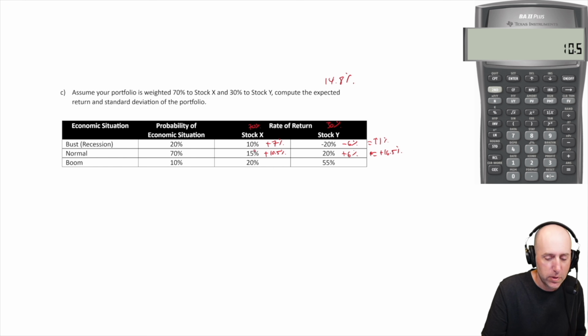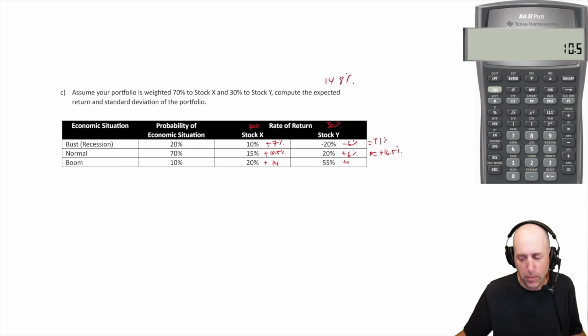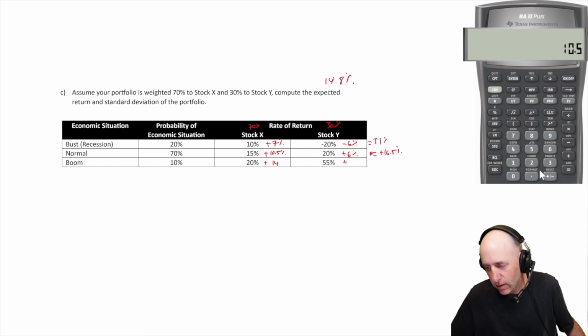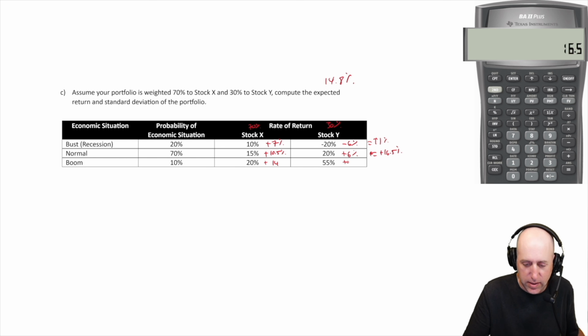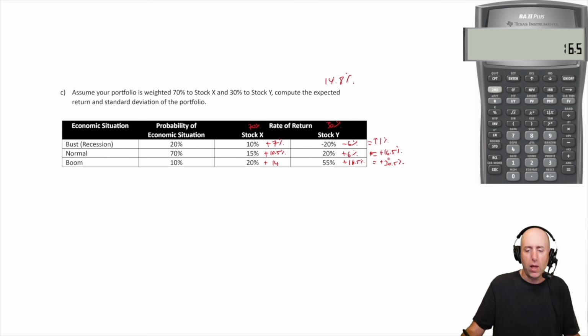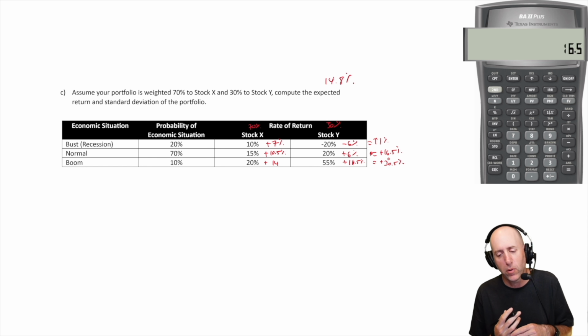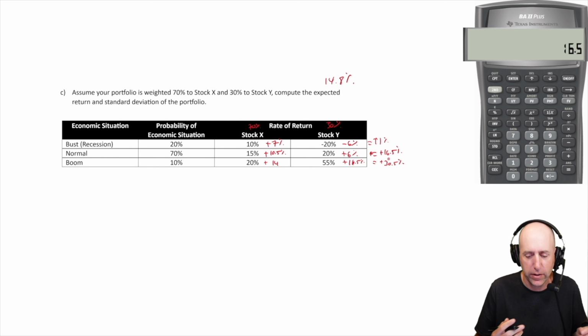What about a boom cycle? Well, 70% of my stuff's going up by 20%. That's plus 14. And 30% is going up by 55%. 0.3 times 55, that's 16.5. 14 plus 16.5 is 30.5. And that's another plus. So good news for my portfolio. It looks like it's going up no matter the cycle.